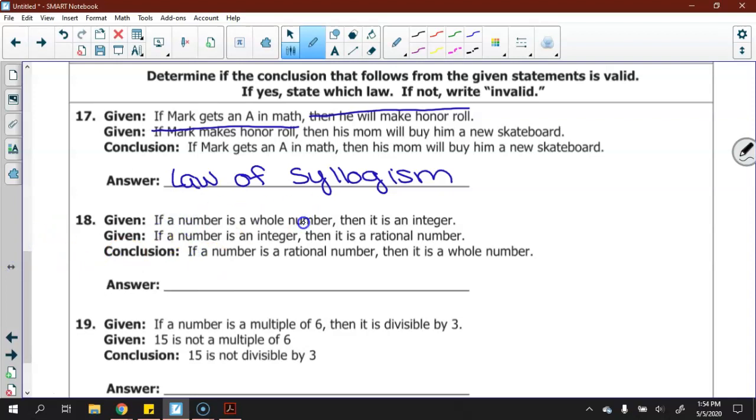If a number is a whole number, then it is an integer. If a number is an integer, then it's also a rational number. All right. So this is going to harken way back to algebra and, do you know where your numbers belong? I can tell you right now, this one's invalid.